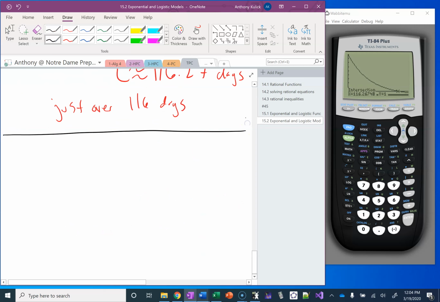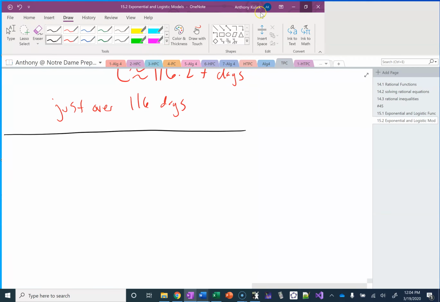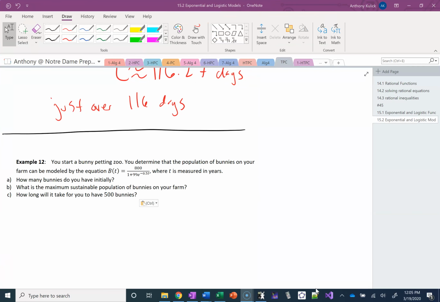So our last example we're going to look at is a logistic situation. So let's take a moment and look at that. Okay. So this question says you start a bunny petting zoo. You determine the population of bunnies on your farm can be modeled by the equation B of t equals 800 divided by 1 plus 99 e to the negative 0.5 t, where t is measured in years.